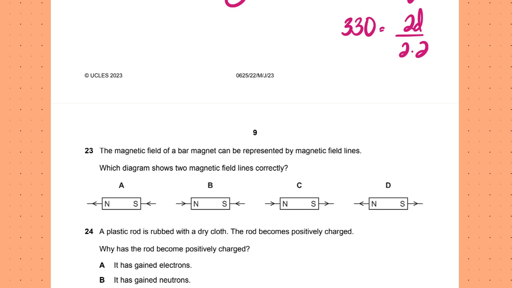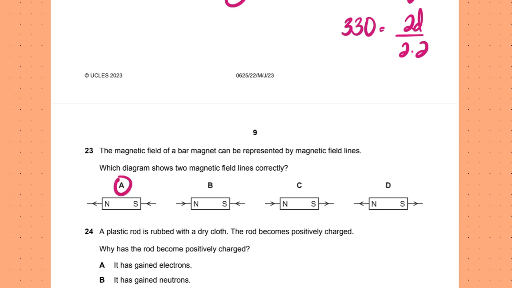Question 23. The magnetic field of a bar magnet can be represented by magnetic field lines. Which diagram shows two magnetic field lines correctly? So it must be going out from the north and coming into the south. So that's obviously A. That's how field lines are drawn.